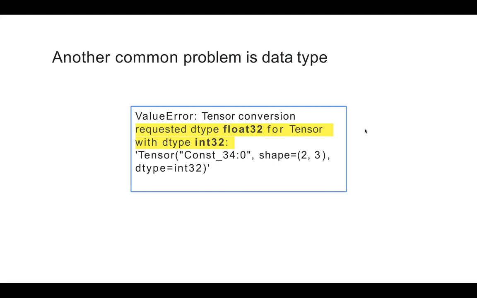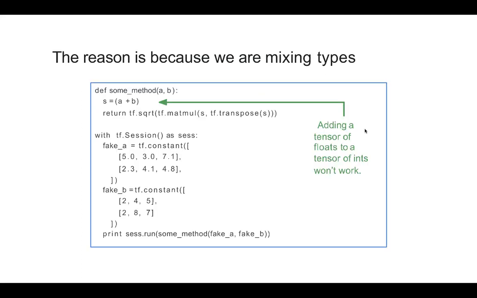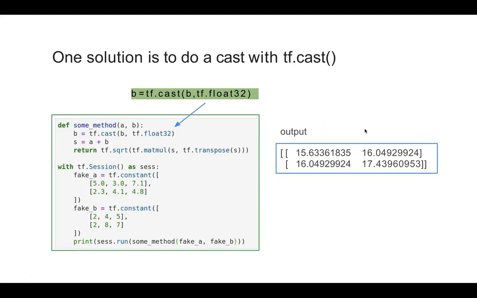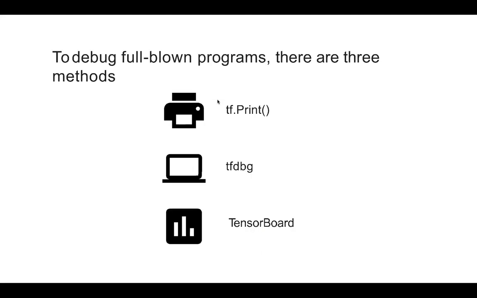Data type, I have said about that. So you cannot add or multiply float and int, for example. So in that case, what you have to do is cast the int to float using tf.cast. We have this method, tf.cast. So these are among the common causes of error messages that we can face in TensorFlow.